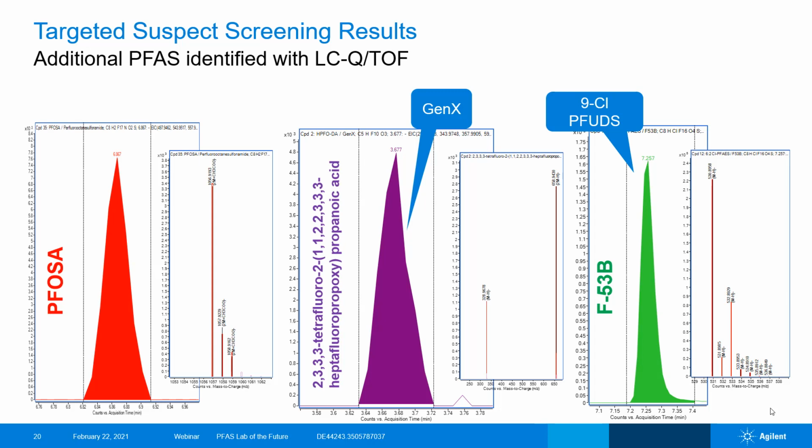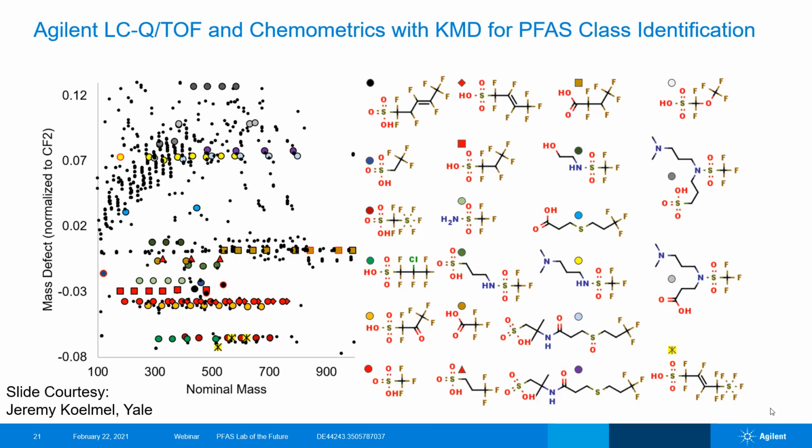The other way to use this is by using chemometrics and smart techniques of identifying new PFAS. And I'd like to credit Jeremy Colmel and his team from Yale University for this slide, where basically what they've done is through the software you can actually plot mass defect against nominal mass. And so here what it helps you do is, using the Kendrick mass defect and chemometrics, you can identify a whole new series of PFAS from just identifying one single compound.